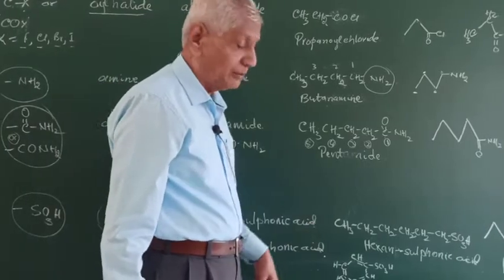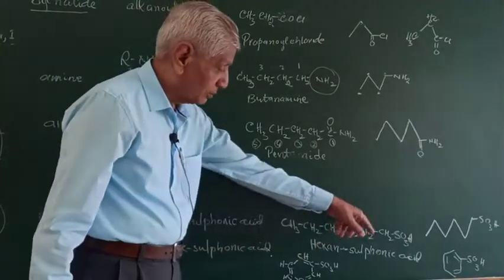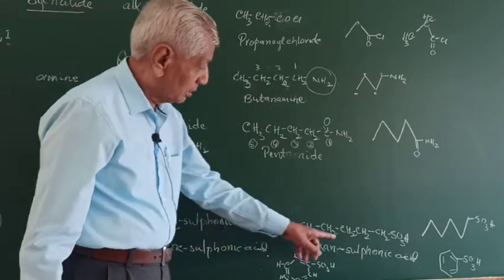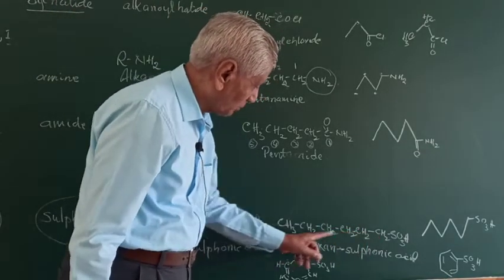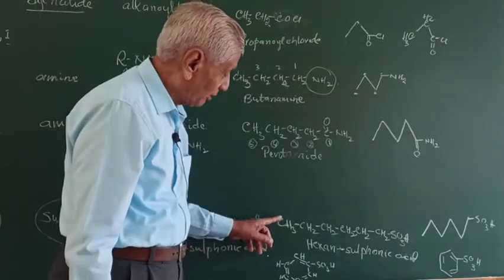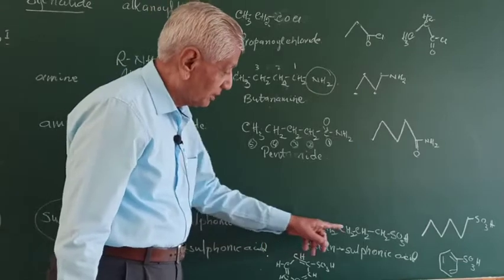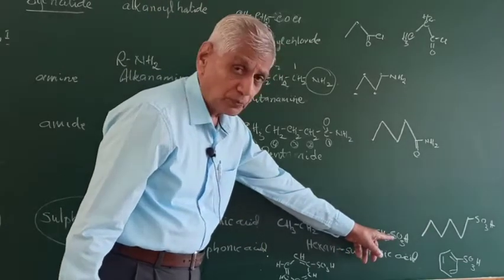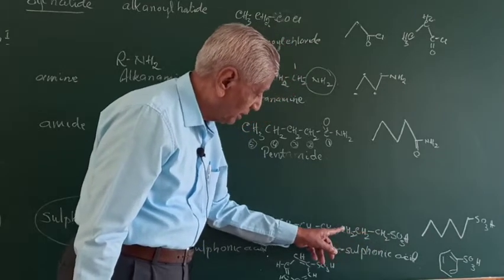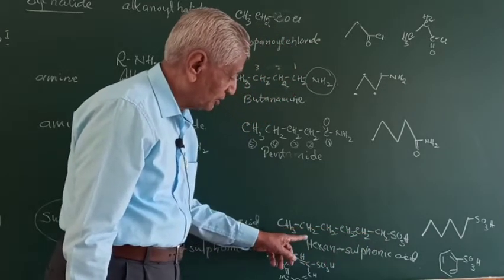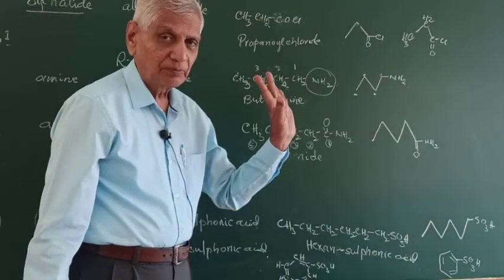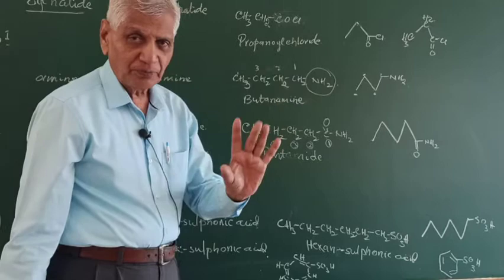Say for example here, this compound contains how many carbon atoms? Can you tell me? Look, this is 1, not this one. 1, 2, 3, 4, 5, 6. Why not this one? Because this carbon atom contains the functional group. Therefore, this is carbon 1, 2, 3, 4, 5, 6. Hexane sulfonic acid.